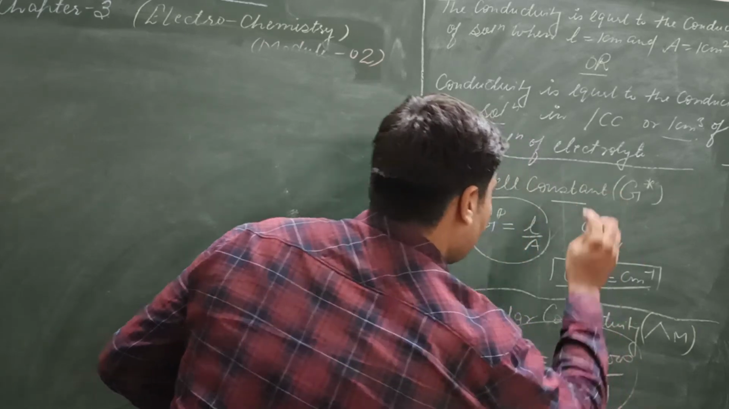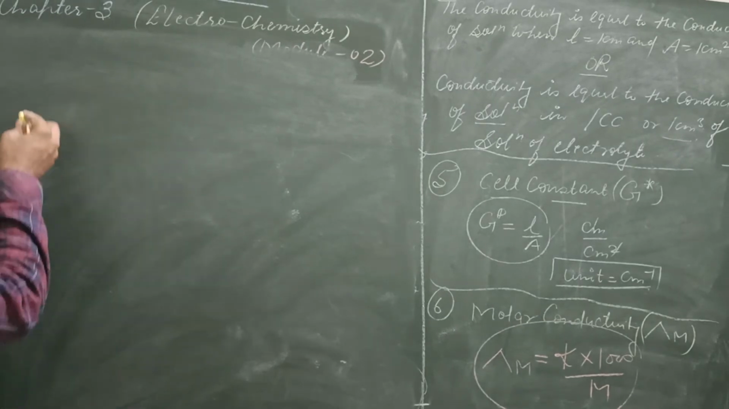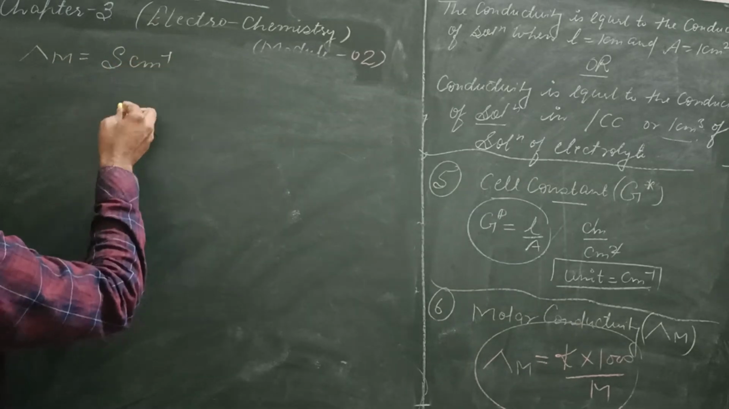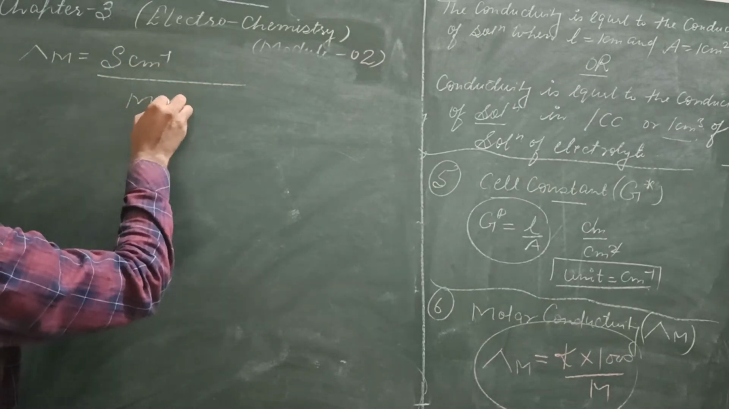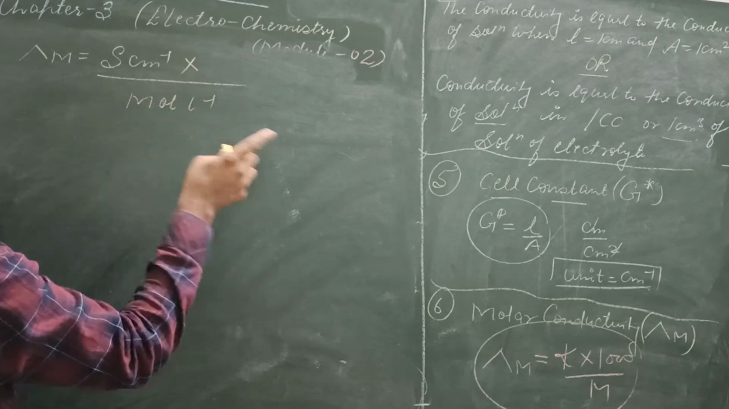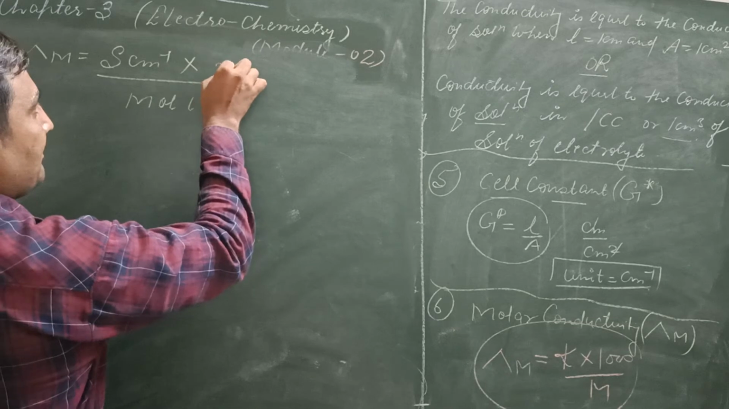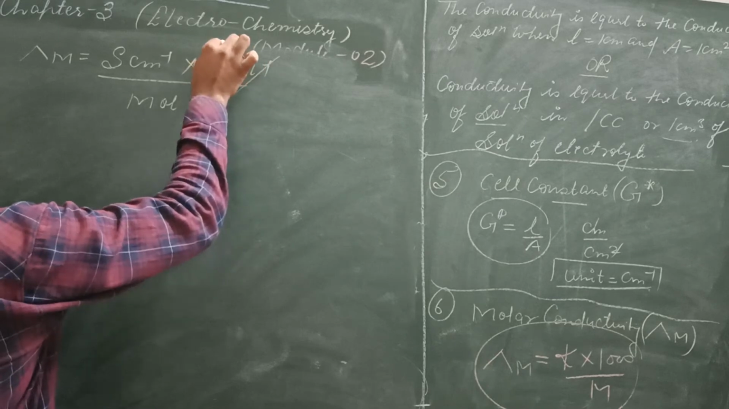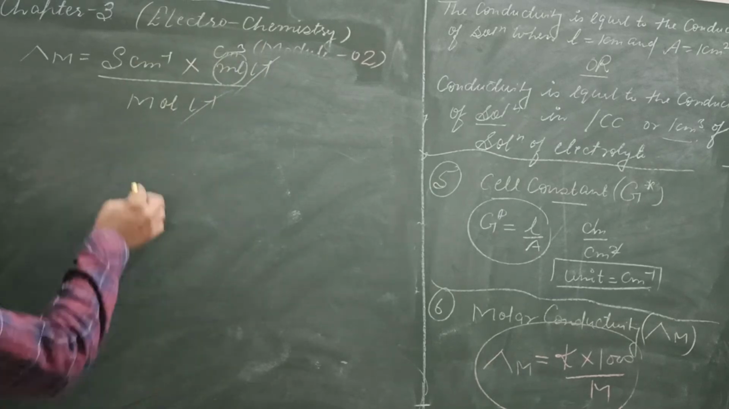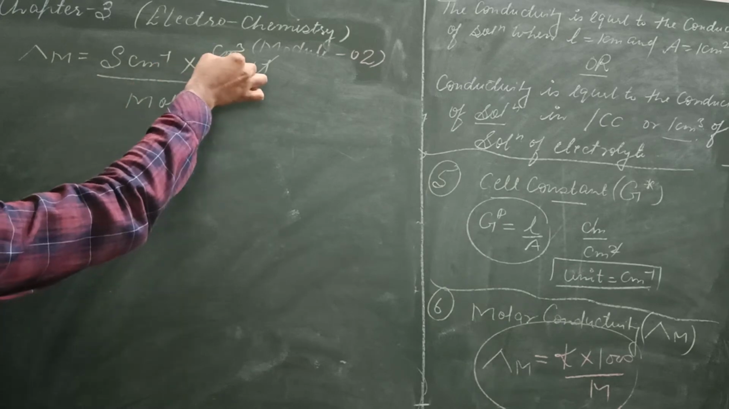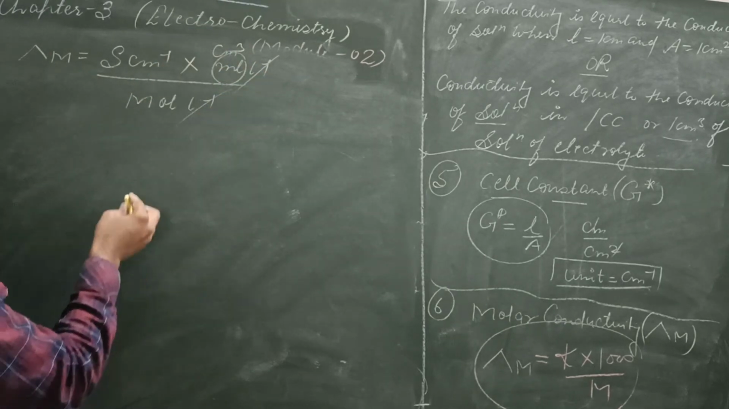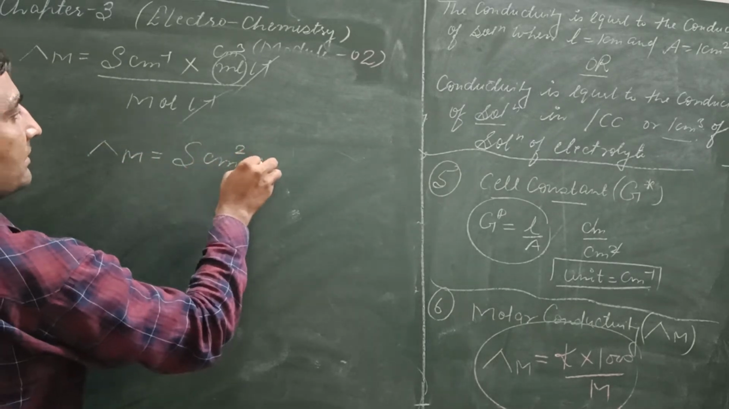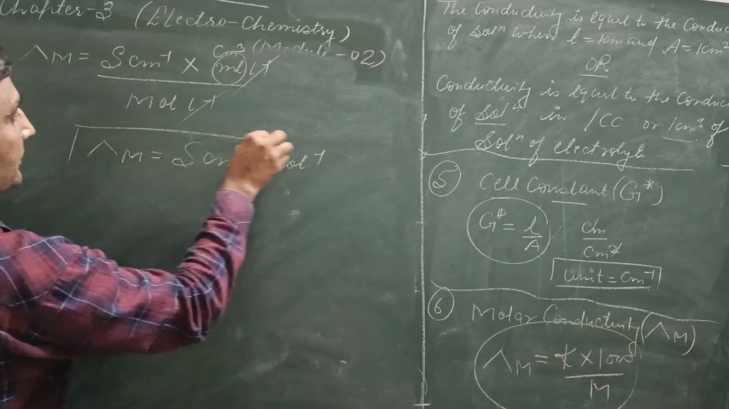Here if we find out the unit of kappa, it equals Siemens centimeter inverse divided by molarity, mole per liter, and 1000, this is also the volume, it means ml per liter. Liter to liter cancels out, ml is replaced by centimeter cube, and when this centimeter gets crossed by this 1 centimeter, it means molar conductivity equals Siemens centimeter square per mole. This will be the unit of molar conductivity.